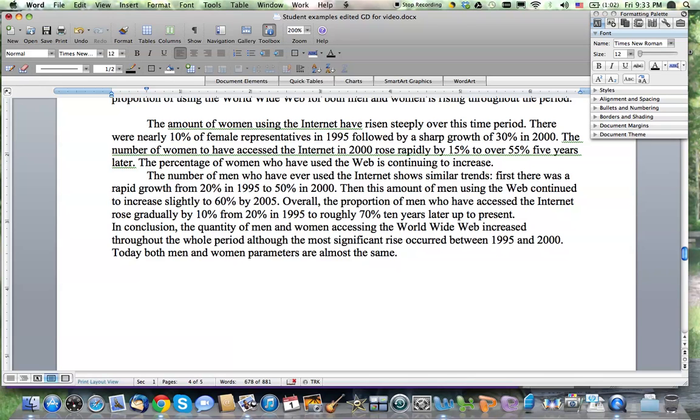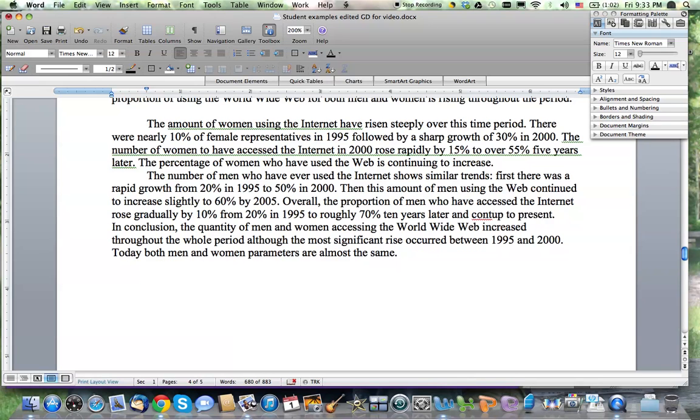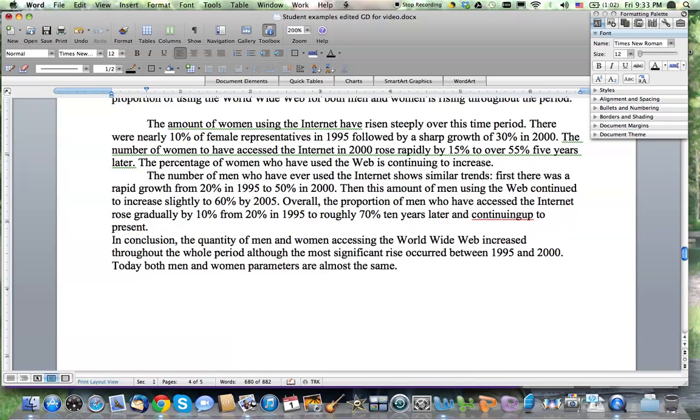Let's say, and continuing up to the present. In conclusion, the quantity of men and women accessing the World Wide Web increased throughout the whole period, although the most significant rise occurred between 1995 and 2000.